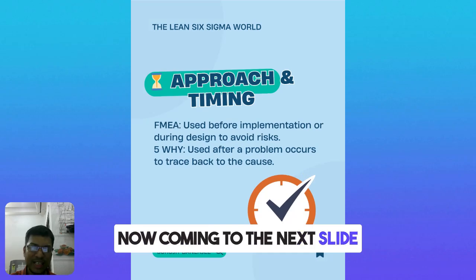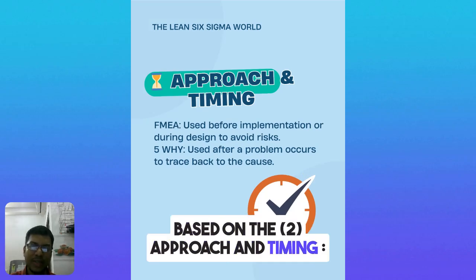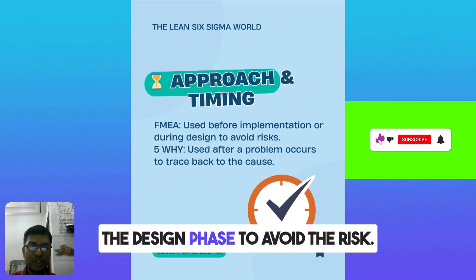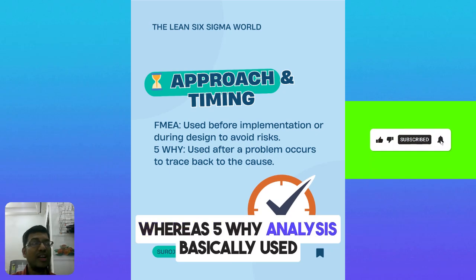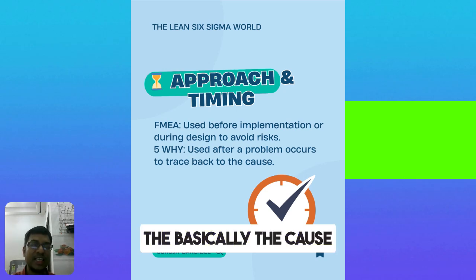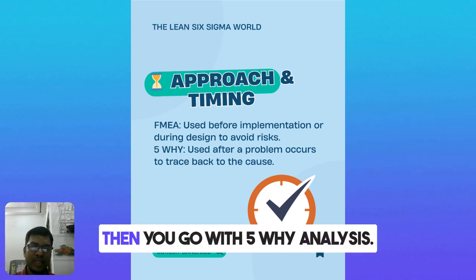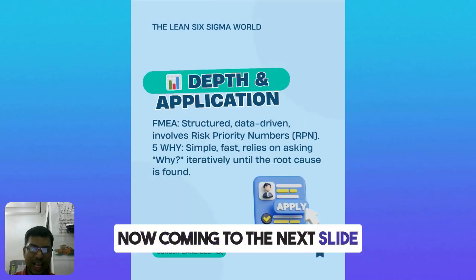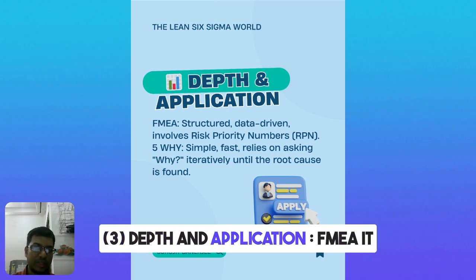Now coming to the next slide, based on the approach and timing, FMEA is widely used during the design phase to avoid the risk, whereas 5 Why analysis is used after the problem has happened. You want to track and trace the cause of the particular problem, then you go with 5 Why analysis. Now coming to the next slide, depth and application.